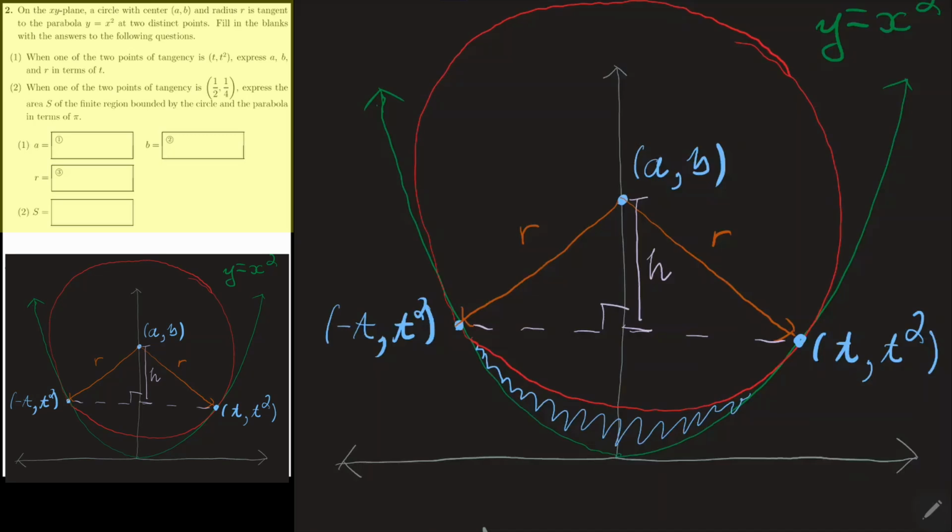Also, it tells us the exact coordinate of the point, so we can change it. So instead of just (t, t squared), we can say it's exactly (1 over 2, 1 over 4). And since this is symmetrical, we now know that this other point is just (negative 1 over 2, 1 over 4).